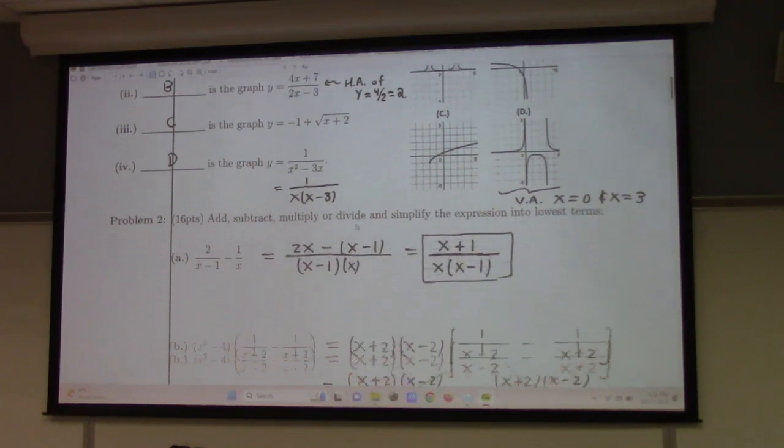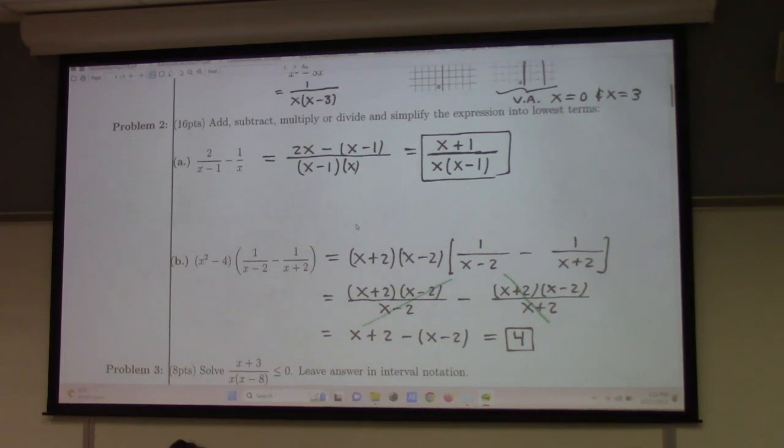Now, problem 2, we make a common denominator of x minus 1 times x. If you like, you can think of it as cross-multiplying: x times this and x minus 1 times that. Notice that there are parentheses we have to mind. We have to distribute the minus through. That gives us 2x minus x, which is x, and plus 1.